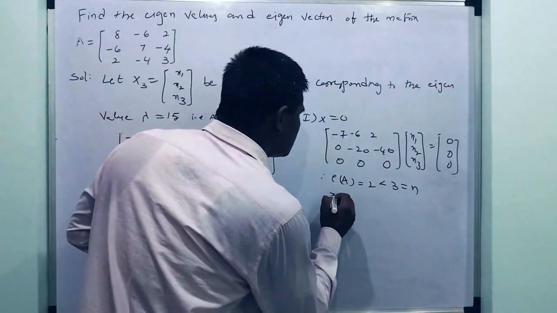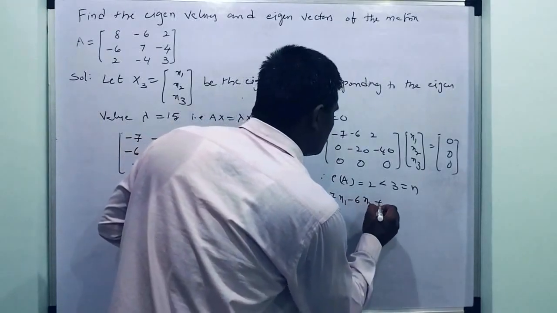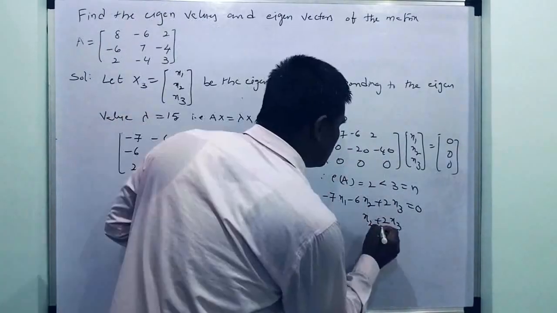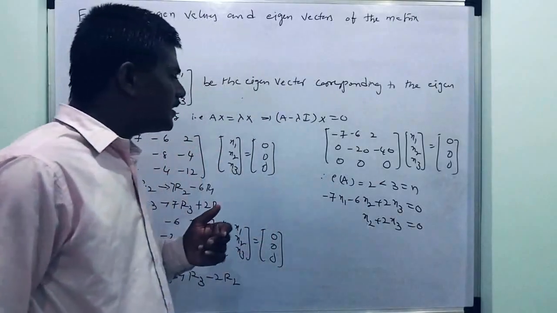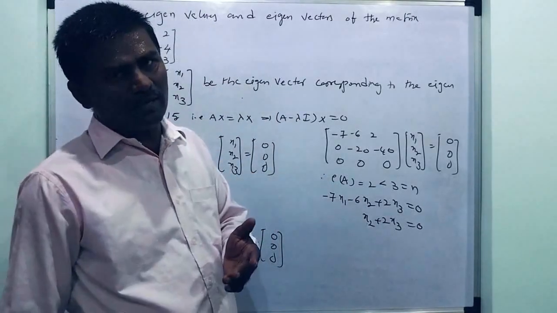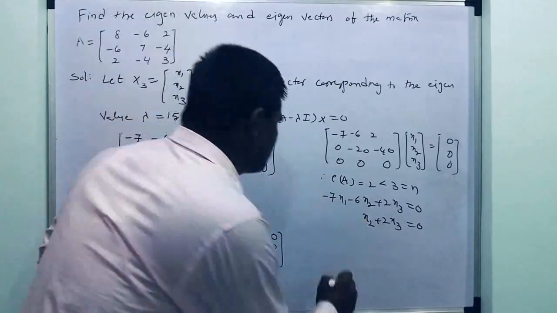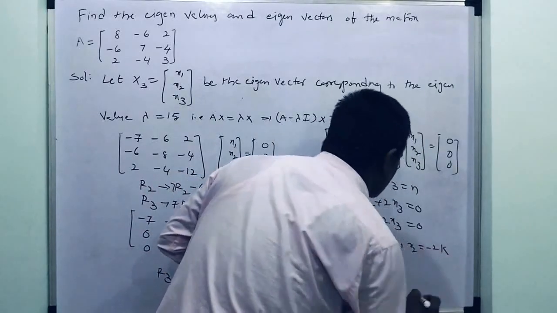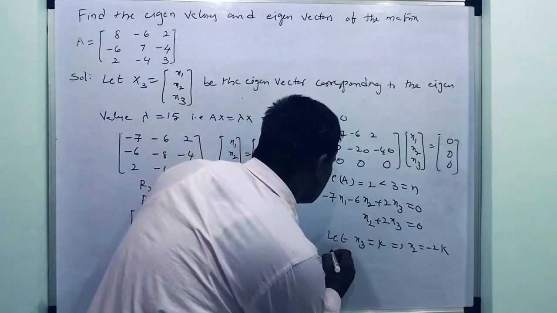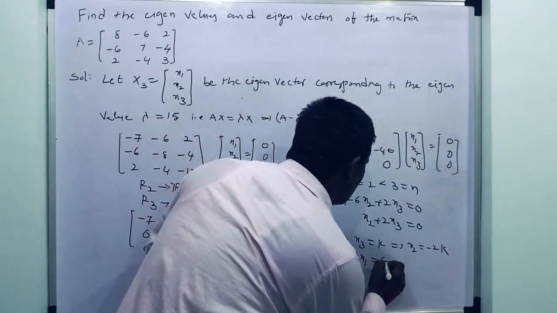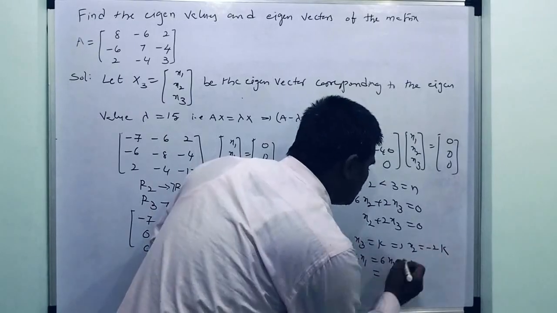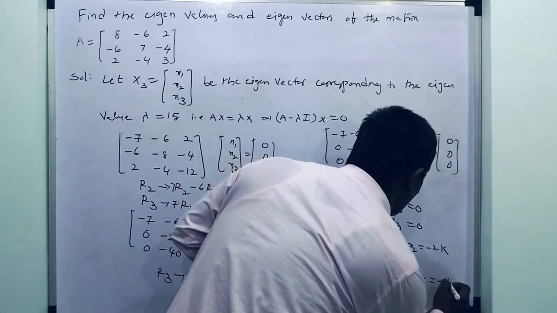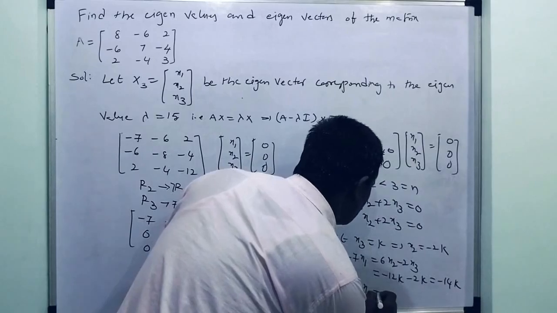That means minus 7x1 minus 6x2 plus 2x3 equal to 0. And dividing with minus 20, then this becomes x2 plus 2x3 equal to 0. As there is one linearly independent solution, you need to take one variable as constant. So let x3 is equal to k. That implies x2 is minus 2k. Substitute these values in this one. Then this becomes minus 7 into x1 is equal to 6x2 minus 2x3, 6 into minus 2k, minus 12k minus 2k, which is minus 14k. That implies x1 is 2k.